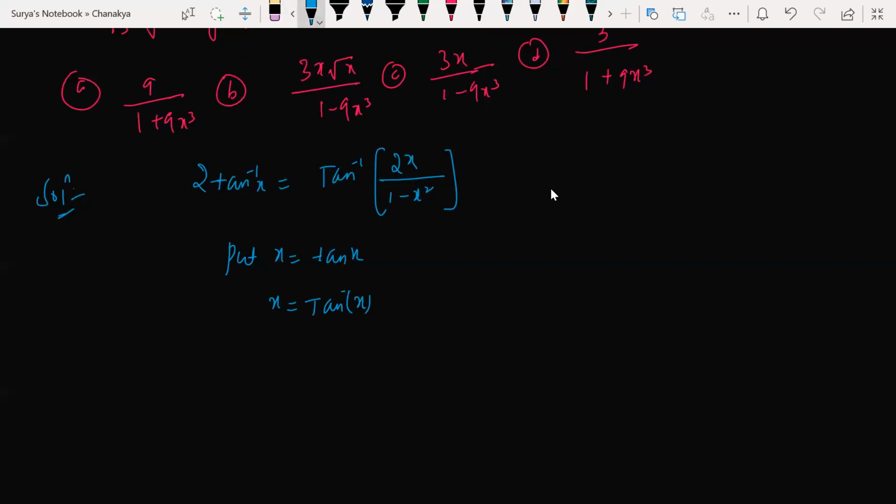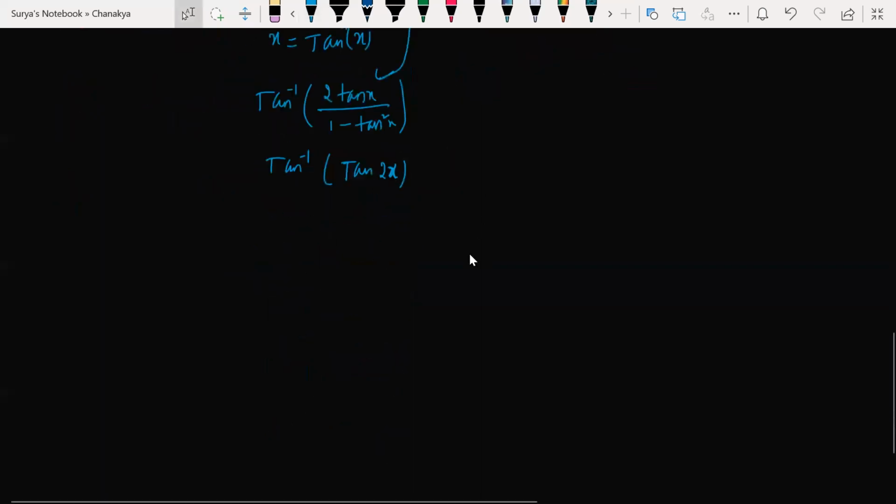Tan inverse of x. Right. So tan inverse of tan, from this I'm writing x is what here? Tan x by 1 minus tan square x. So tan inverse of tan 2x, right? So what you are going to get now? You are going to get 2x. 2x is nothing but what? 2 times tan inverse of x.